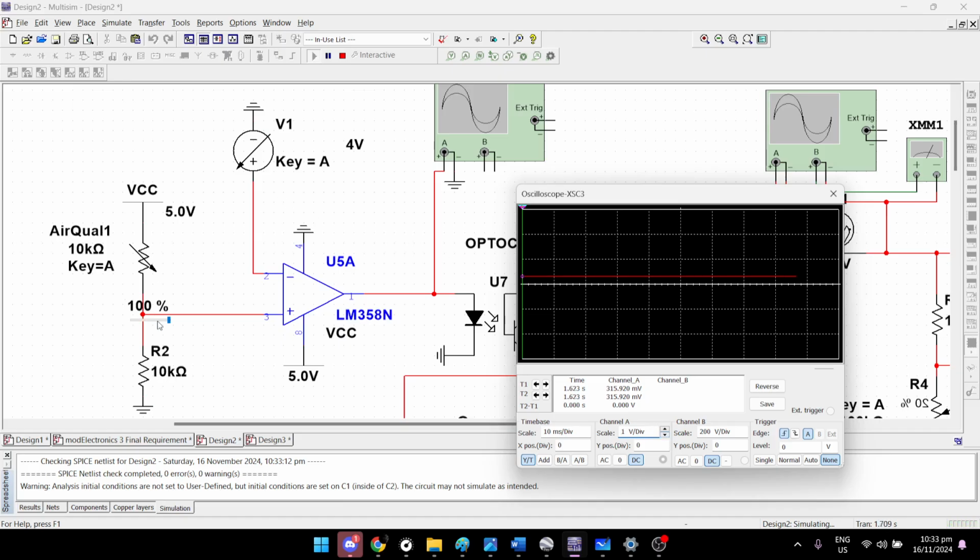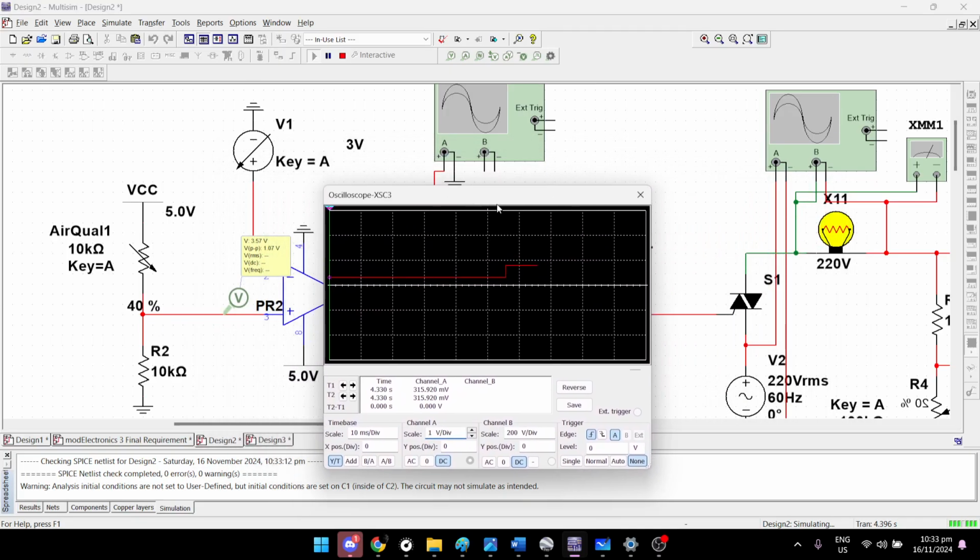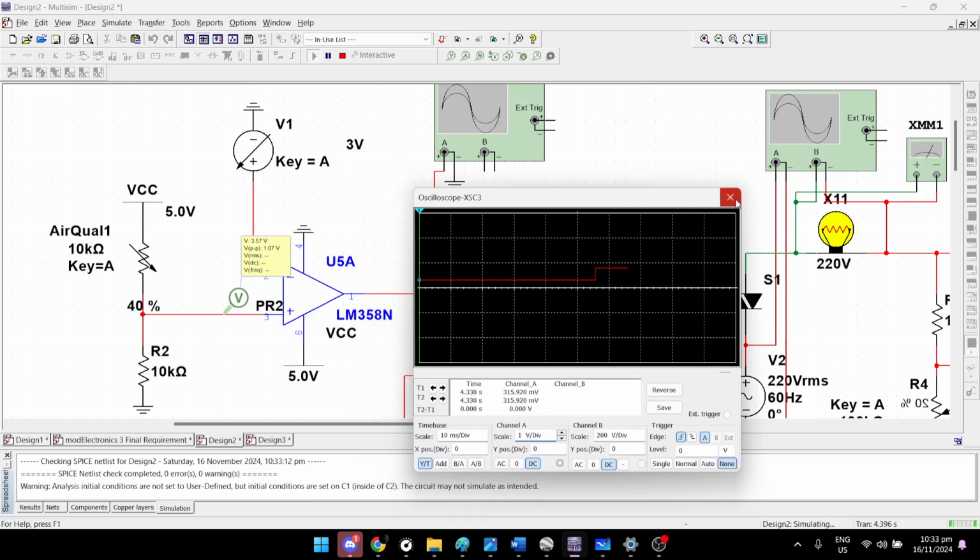Okay, so right now it should be low because here we have 2.5 volts and our reference voltage is at 4. Actually, 4 volts is so high. Wait, let me change it to 3. So now let's try making the value a bit higher. As you can see, there is a spike here, and that's the activation part that I was talking about.